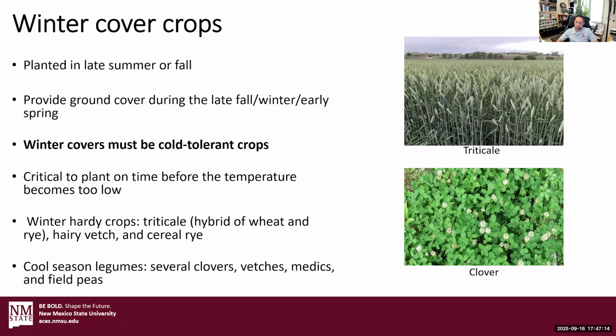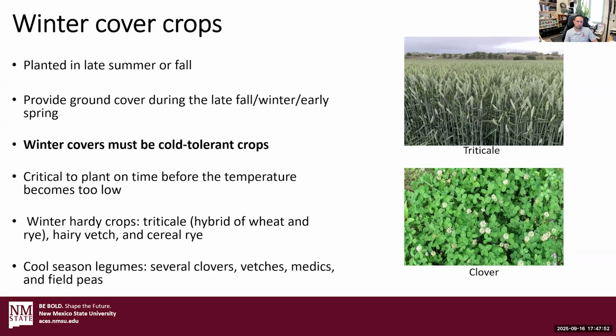And so winter cover crops, they're planted in late summer or in the fall. They provide good ground cover during the late fall, into the winter and into the early spring. However, winter covers must be cold tolerant crops, right? Because if you plant something that doesn't have that cold tolerance, then they're just going to die when you get that freeze or those cold temperatures. And it's not really a good winter cover crop because of that. So it's very important that you do see on the label and the seed tags that they're cold tolerant.